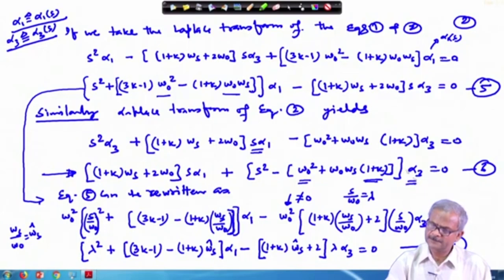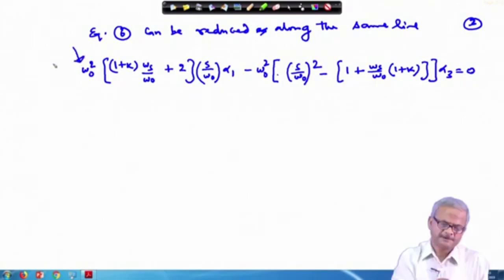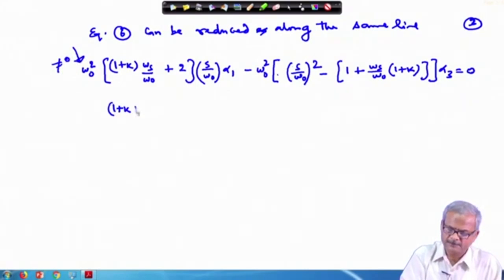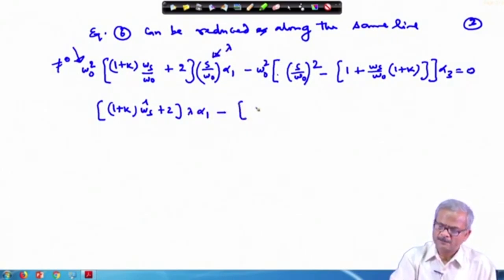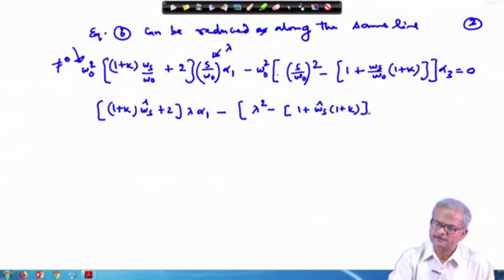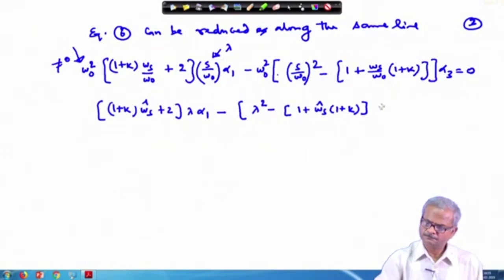And then finally, we have here alpha 3. So alpha 3 is taken out of the bracket, this equal to. So what we see is that because this quantity is not equal to 0, we can eliminate it and we can write this equation as 1 plus k omega s cap plus 2. And this quantity we are writing as lambda. So this is lambda times alpha 1 minus lambda square minus 1 plus omega s cap 1 plus k. This equal to 0.